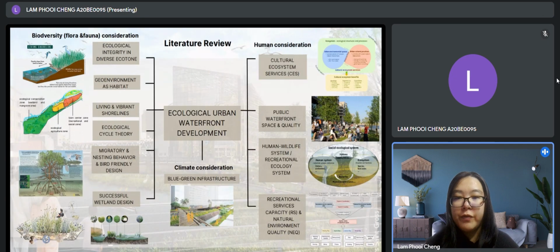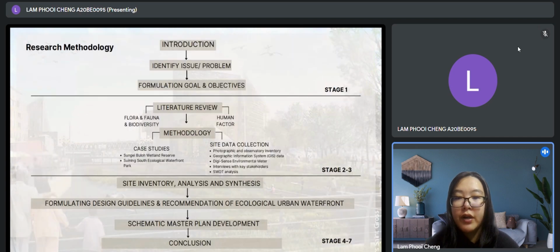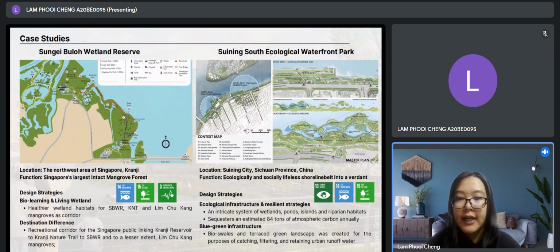The literature review will focus on how to build an EUW design. First is biodiversity restoration, such as the ecological integrity in diverse ecotones. The second part is the human aspect, for example, cultural ecosystem service. For the climate aspect, study blue-green infrastructures to reduce urban heat. Here is the framework of methodology. Design strategy for these case studies to improve human, biodiversity, and climate aspects, such as the living wetland, mangrove, SPWR, recreational corridor, and the blue-green infrastructures.